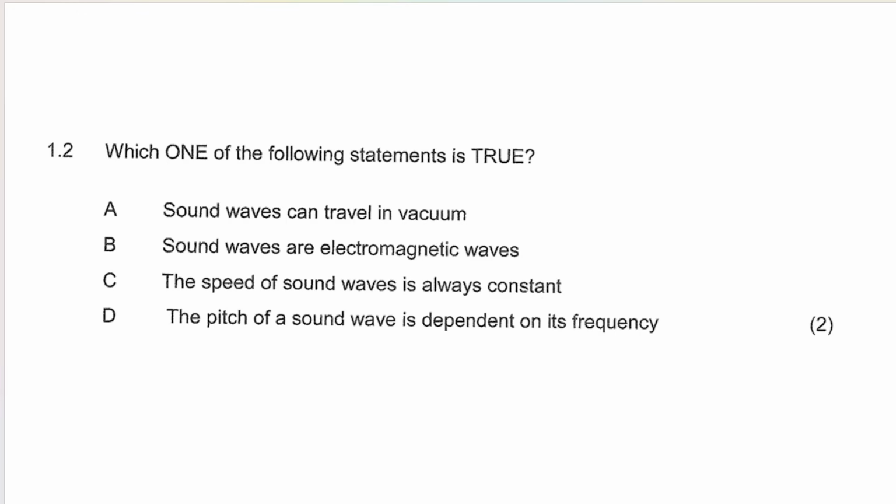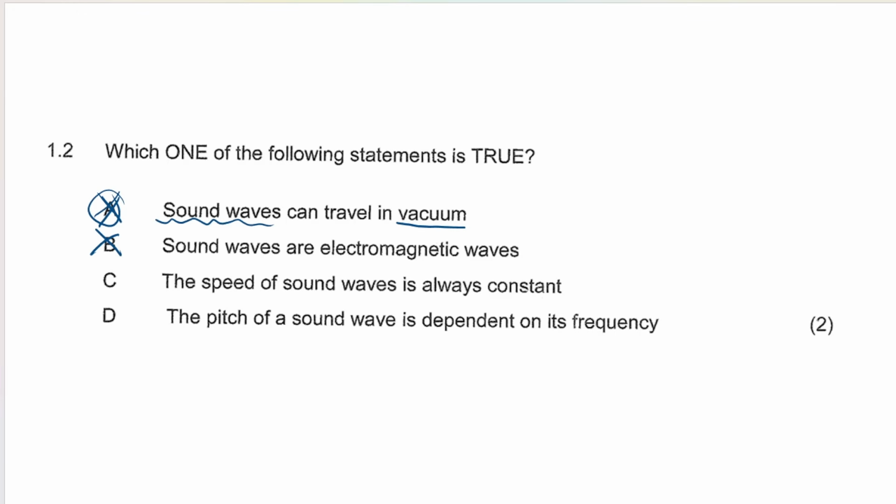Now, first of all, A is not true. It's not sound waves that travel in a vacuum. It's electromagnetic waves that travel in a vacuum. Sound waves need a medium to travel through, like air or water, so that's not true. Sound waves are electromagnetic waves. That's not true. Sound waves are longitudinal waves.